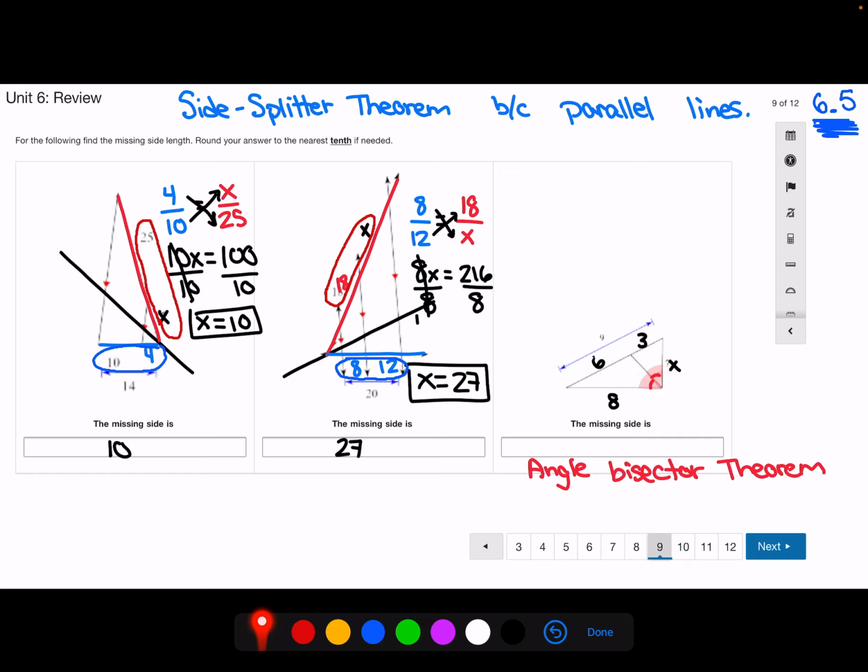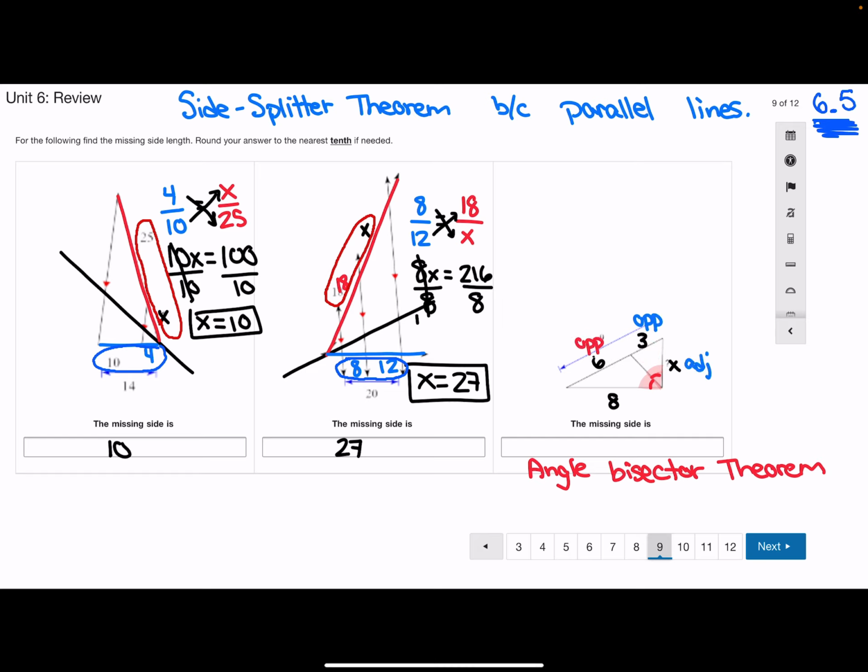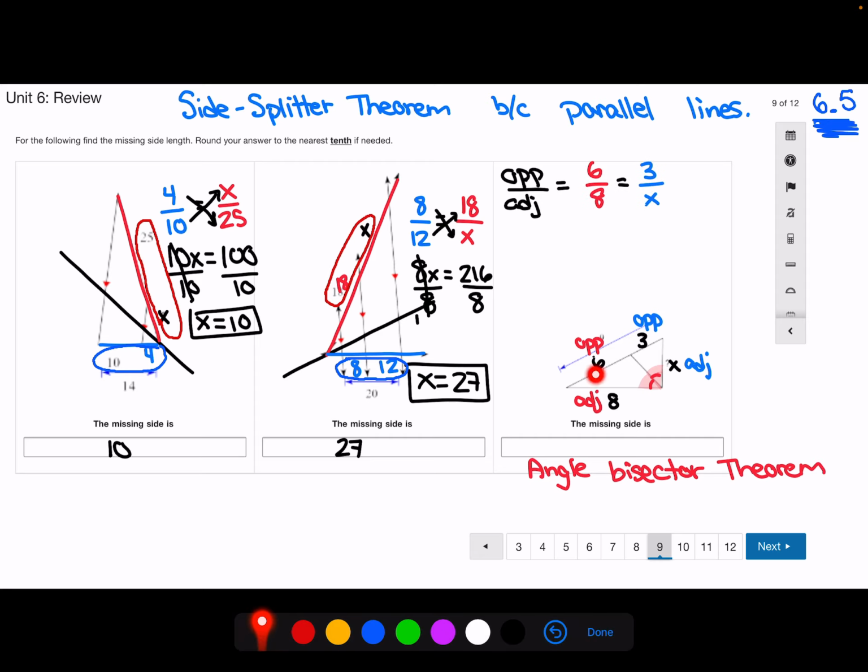So using opposite over adjacent, we're going to go ahead and name the sides. If it's opposite, I need to go through the triangle to get to it. If it's adjacent, it's going to be right next to the angle. So 6 is opposite because I need to go through the triangle. 8 is adjacent. On top of that, 3 is opposite, and x is adjacent. For my ratio, I'm using opposite over adjacent, so that will give me 6 over 8 is equal to 3 over x.